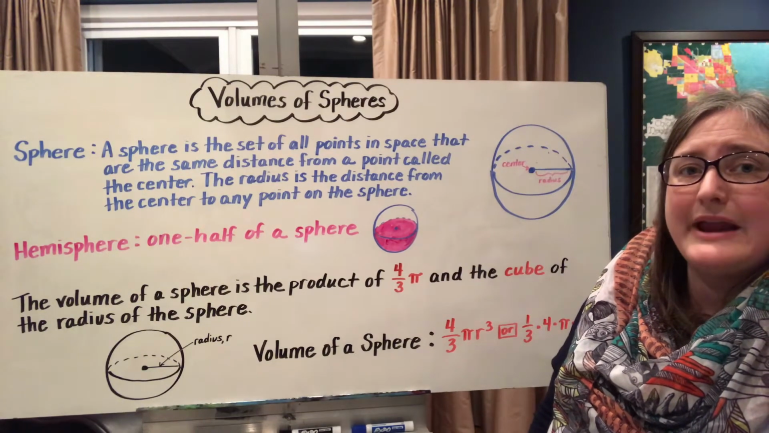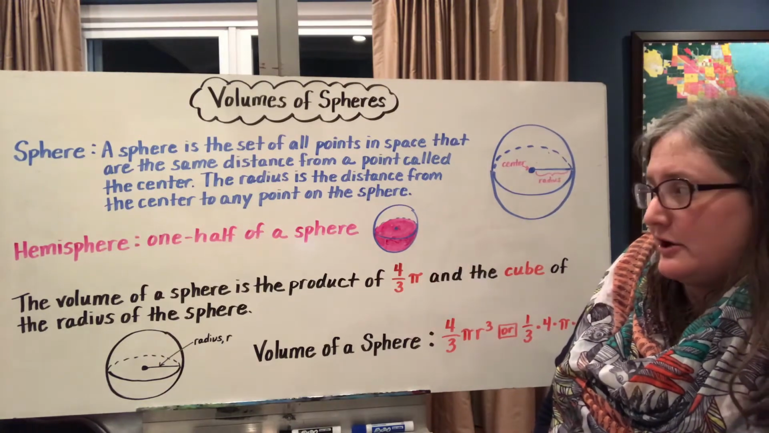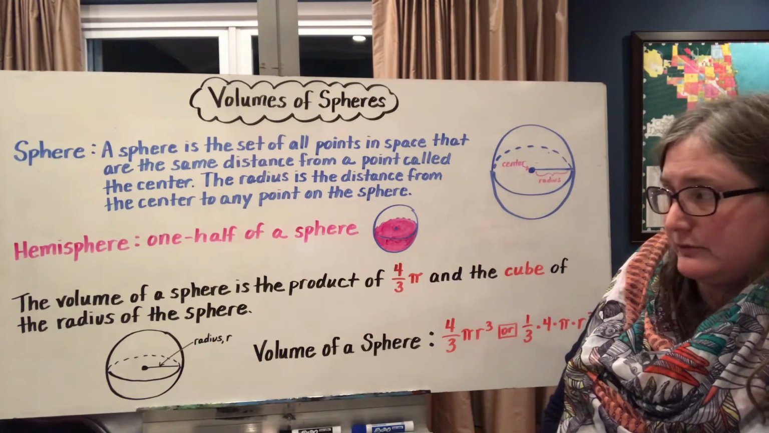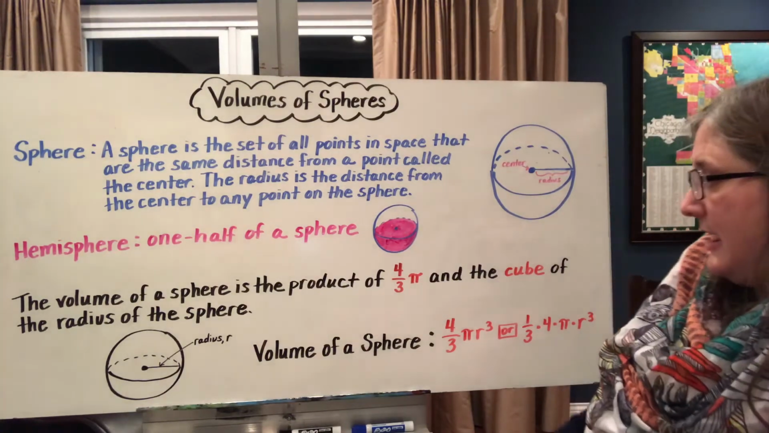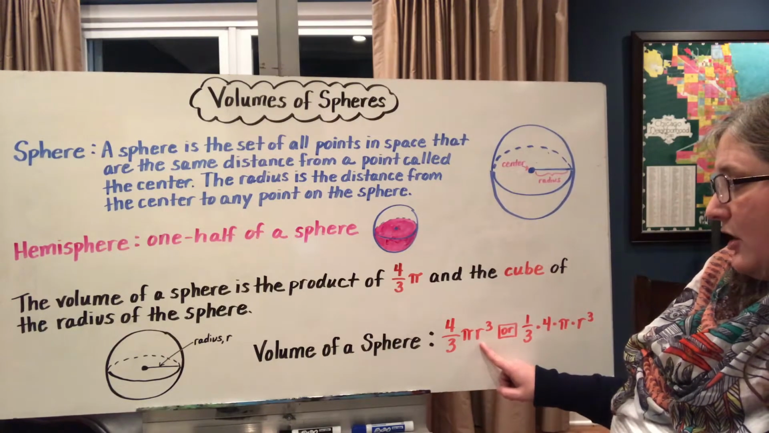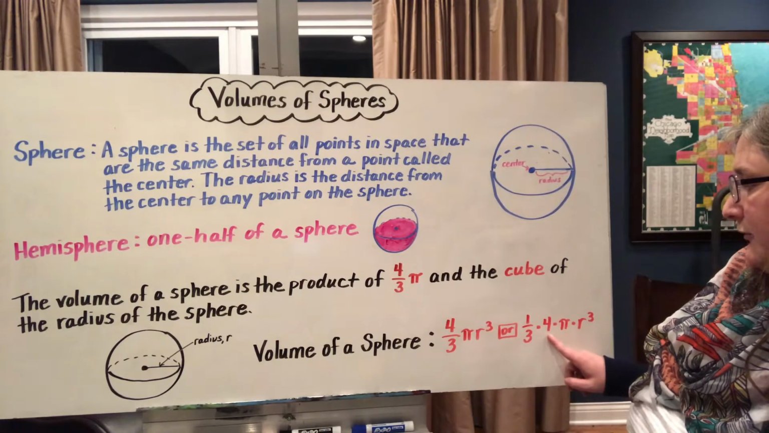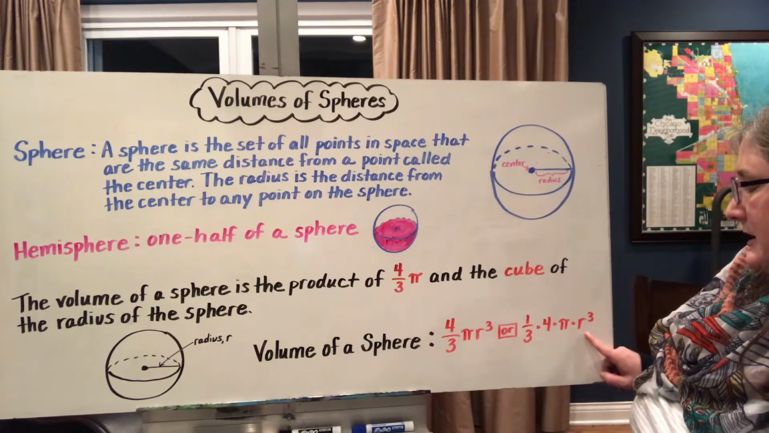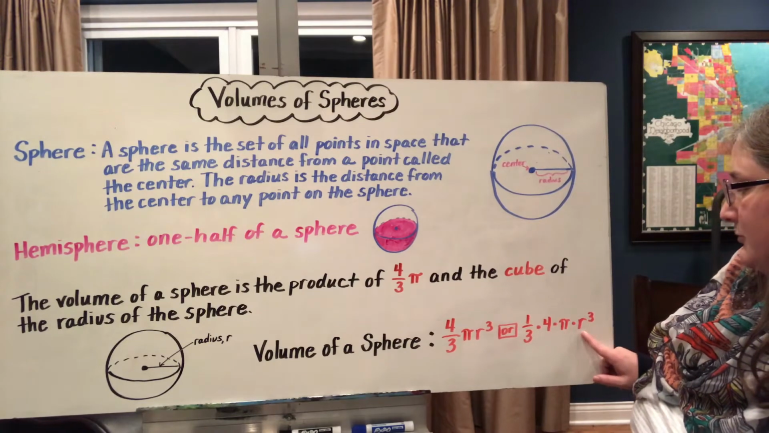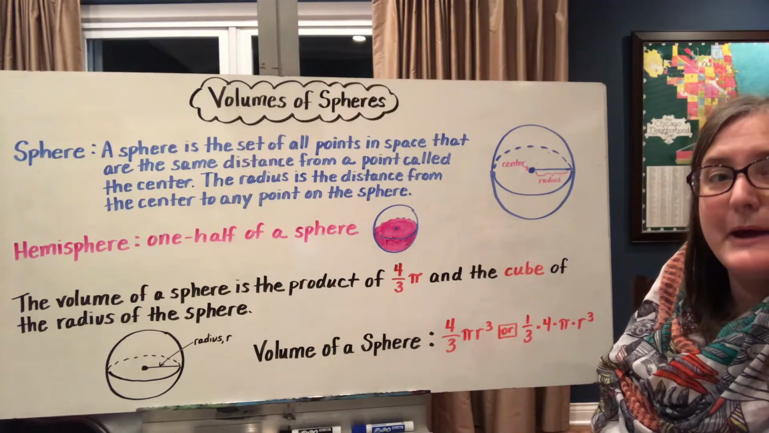When we're talking about 1/2 of a sphere, we call it a hemisphere. The volume of a sphere is the product of 4/3 times pi and the cube of the radius. So we can write our formula as 4/3 times pi times r cubed, where r is our radius, or we can break it up and write it as 1/3 times 4 times pi times radius cubed. Sometimes I like this version more, and what I do is the 4 times pi times radius cubed, and I just divide by 3 at the end because that's the same as multiplying by 1/3.